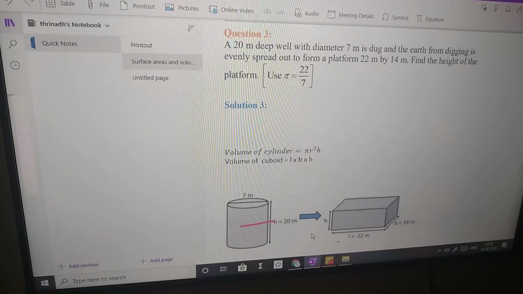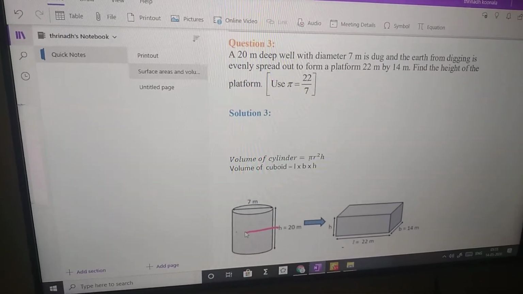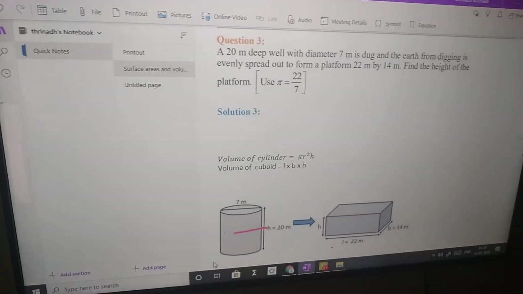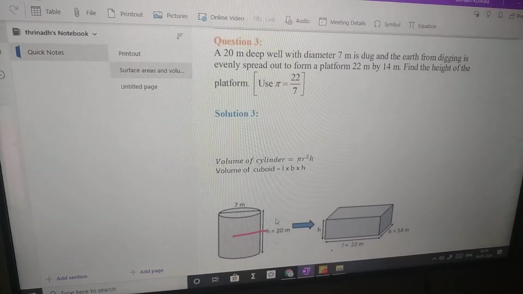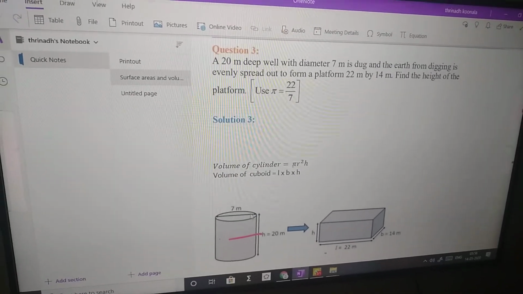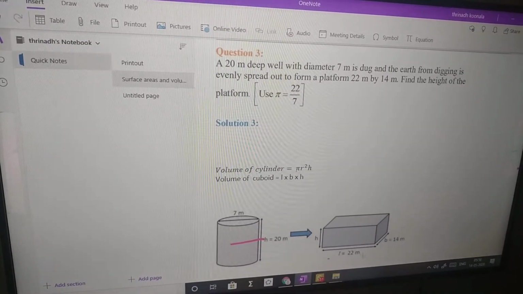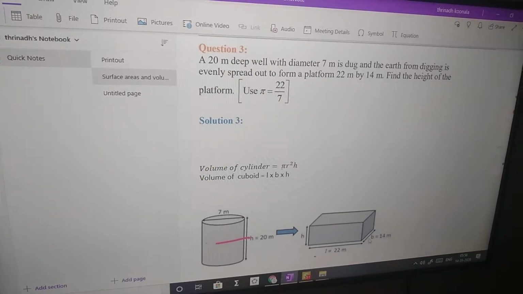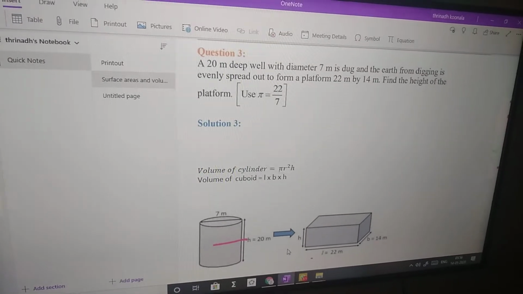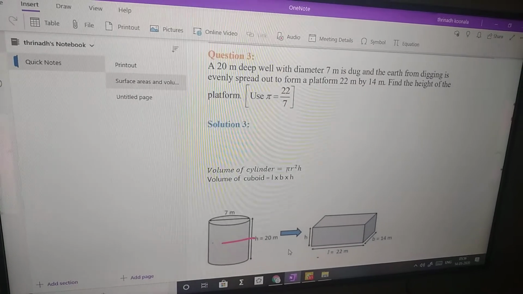From this question, they have given the height of the well. The height of the well is given as 20 meters and the diameter of the well is given as 7 meters. They have also given the area of the platform: the length is 22 meters and the breadth is 14 meters. So these measurements are given. We need to find how much the platform rises after spreading the sand equally.